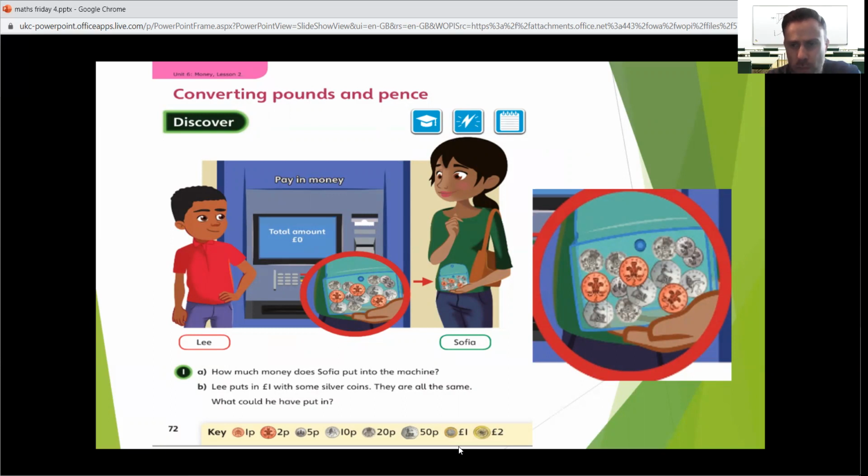So you need to do some eagle eye looking, first of all, to see all the money in Sophia's purse, but then you need to add them all up as well. So we've got a lot of silver and bronze coins in there. You've got to add them up. Tell me how much money Sophia puts in the machine. Have a little go of that now and pause the video.